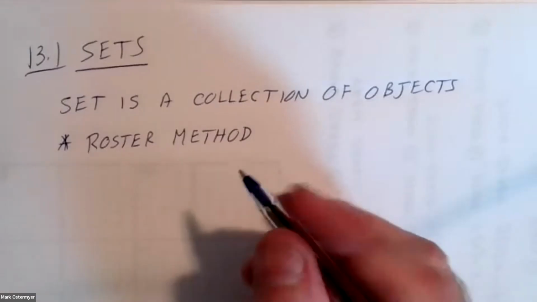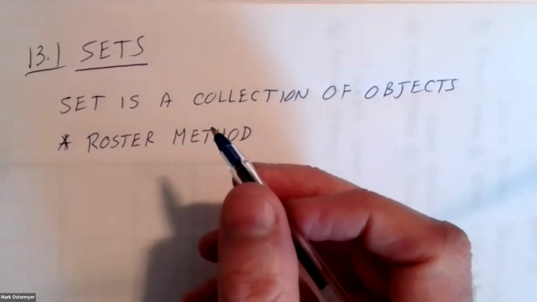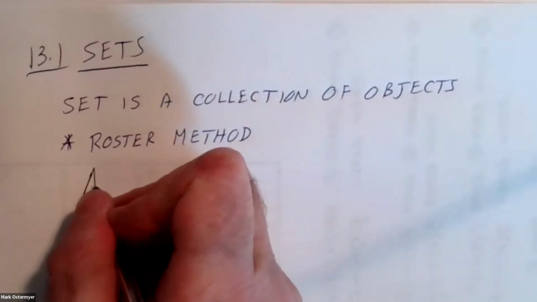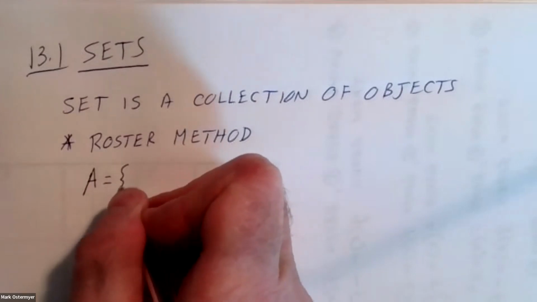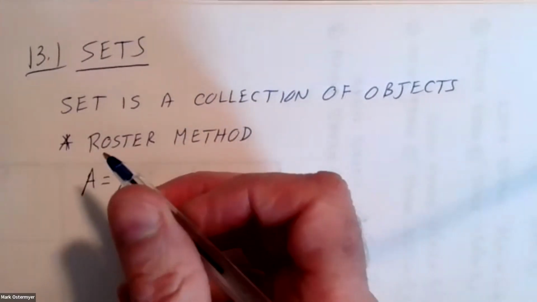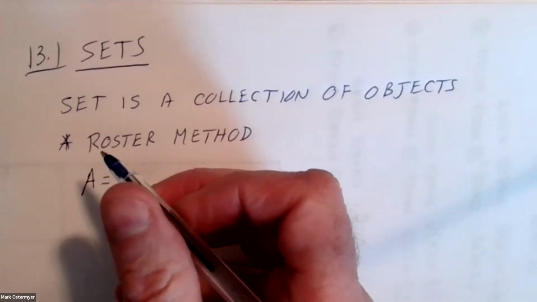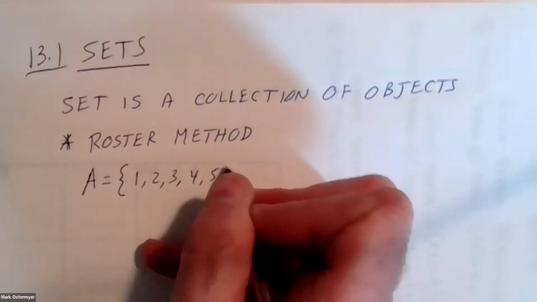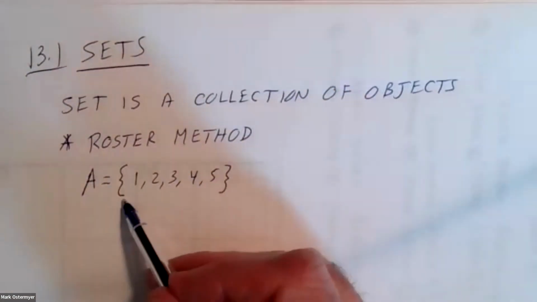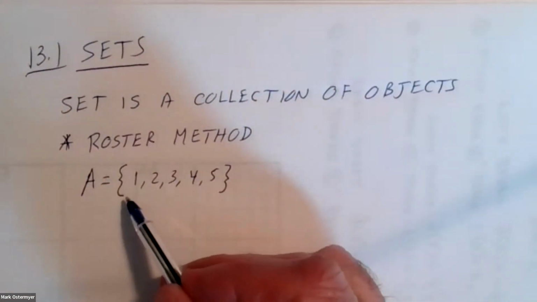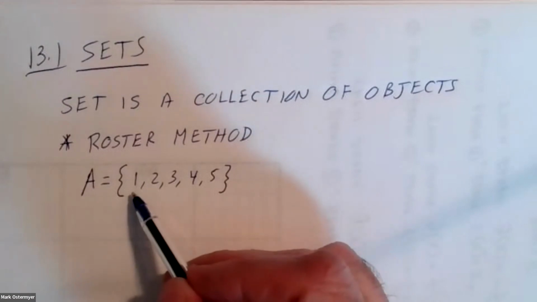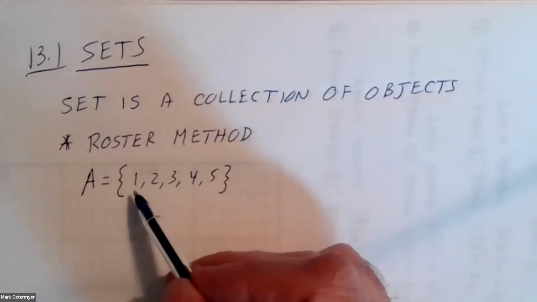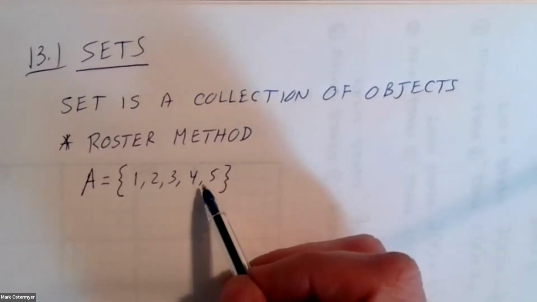Right, the roster method for representing sets would be this right here. Suppose that I define set A to be equal to this set that contains these 5 elements here: 1, 2, 3, 4, 5. So we have an open brace and a closed brace. Roster notation makes use of braces. And inside the braces are the elements or the objects that belong to the set.